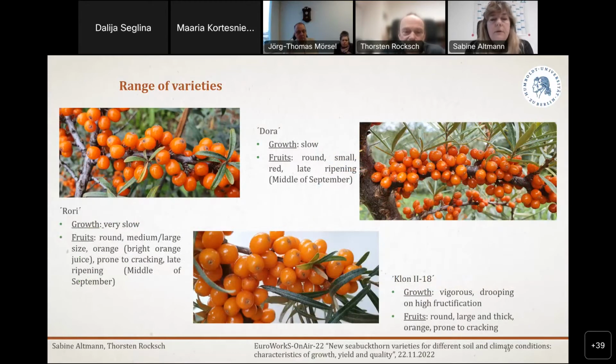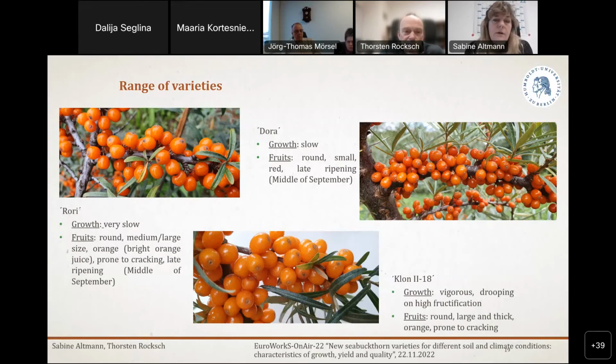Then finally we come to the Romanian varieties. On the right you see Dora, which is growing slowly, at least in our orchard. The fruits are round and small and almost red. This is a late ripening variety with the harvesting time in the middle of September. On the left, Rory, that has the same harvesting time. It is growing even slower, but the fruits are round and medium to large size.